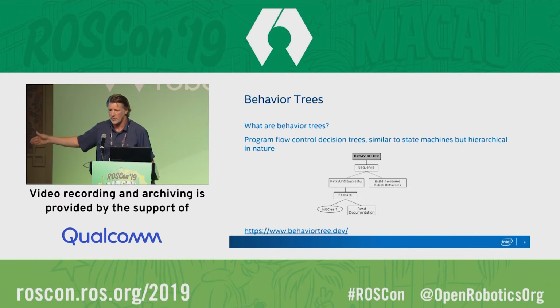And then you have a fallback node, which is like an if-then-else. If the first thing is true, then it returns, otherwise it does the second thing. So it gets down here and it says, is this clear? If not, then read the documentation. Retry until successful, so keep reading the documentation until it's clear. At that point, then you can build awesome robots. So that's the behavior tree in a nutshell.